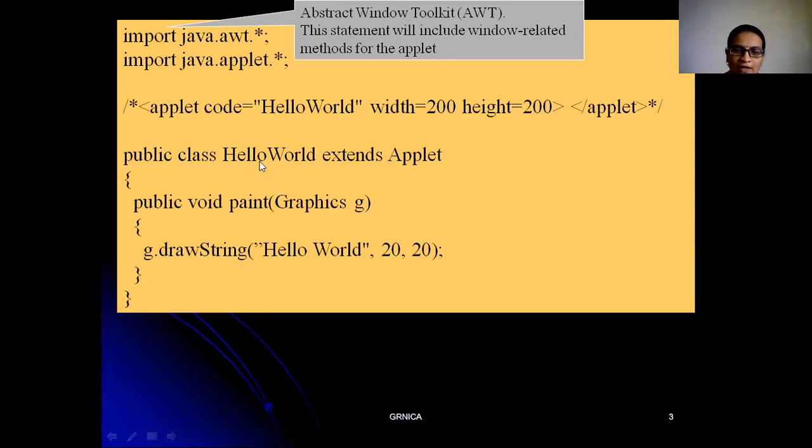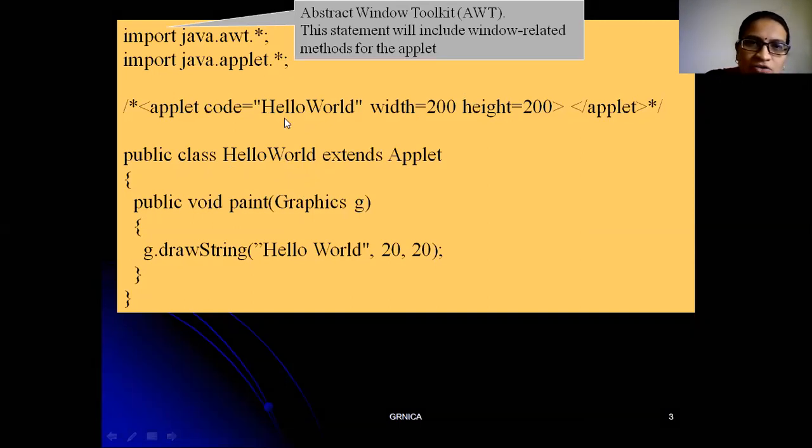Public class HelloWorld. HelloWorld is a class name. The same class name we give as the file name, right? So that file name you should pass here. Don't just pass HelloWorld.java; HelloWorld is enough, .java is also okay. So HelloWorld extends Applet. Extends is a keyword. When we are using the inheritance concept, we use this extends keyword.